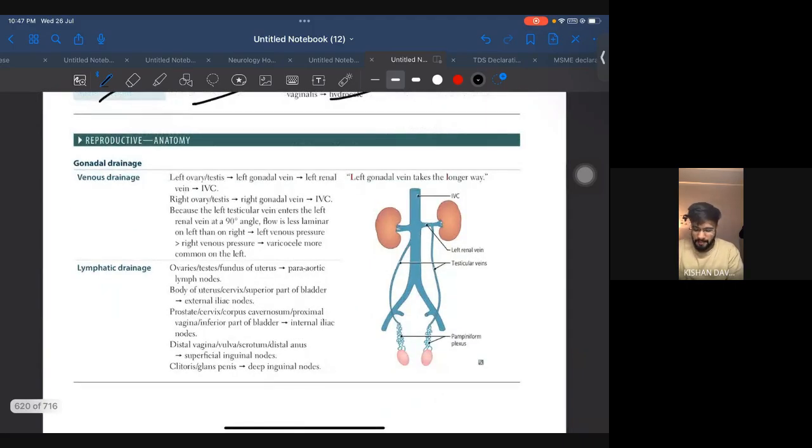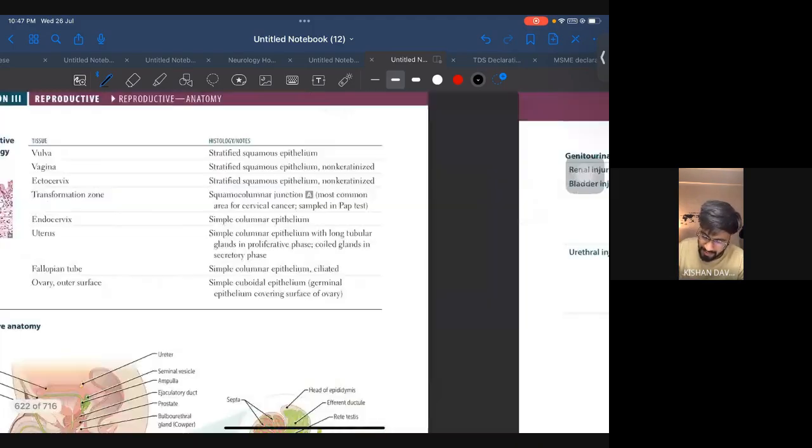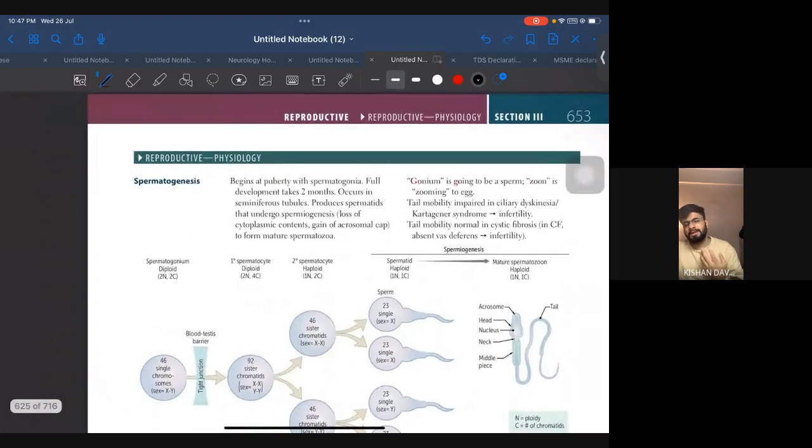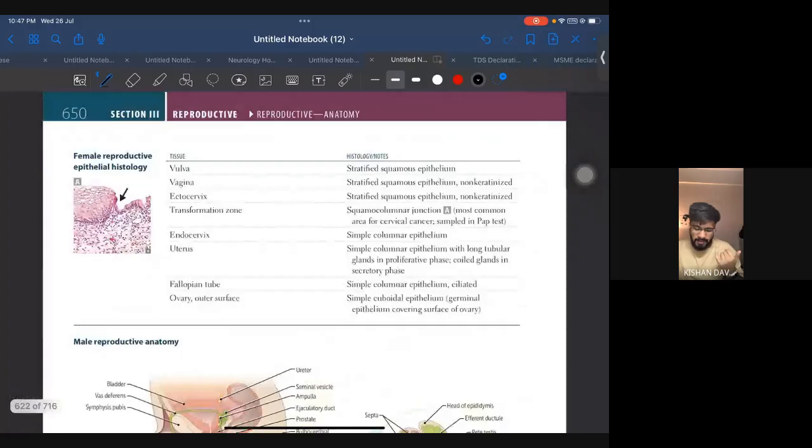Now coming to the anatomy part, guys. Today we will end up at the anatomy. I am tired. I can't go for physiology today. Physiopatho we will do tomorrow. Okay, so let's do anatomy.